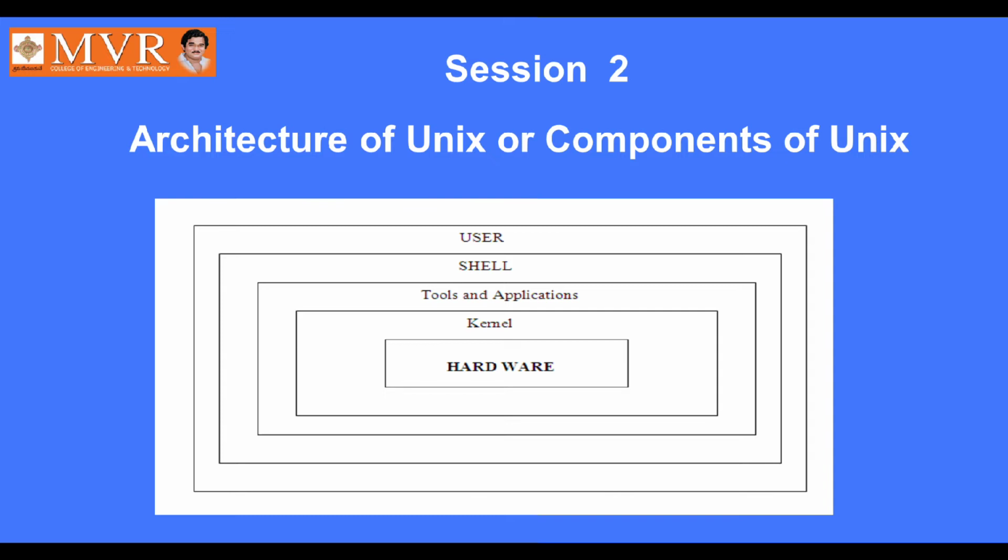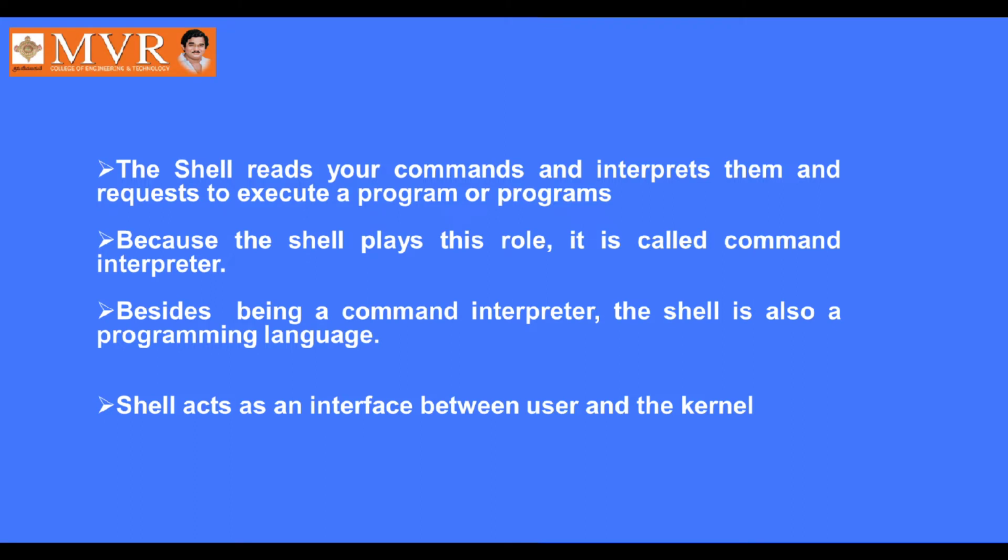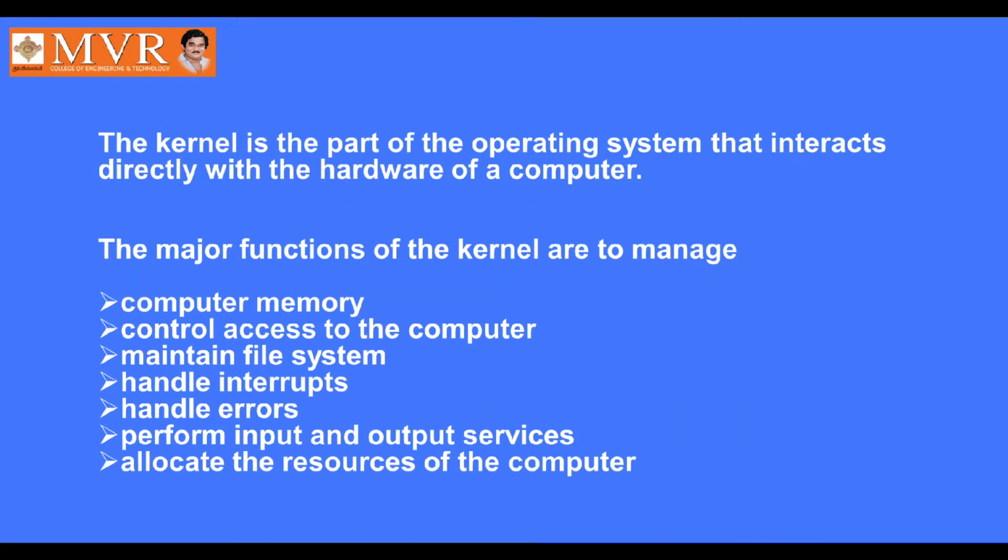Okay, then we'll move to the next thing. So this is what I have told in the previous slide, about the kernel. As I told you, the kernel is responsible for the computer memory, control of access to the computer, maintaining file systems, handling interrupts, handling errors, performing input output services, allocating the resources of the computer. These are all the functions of the kernel.